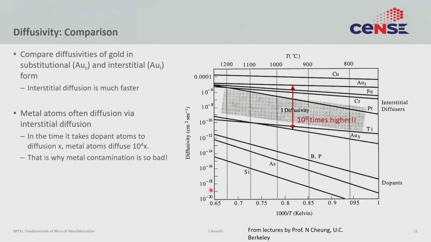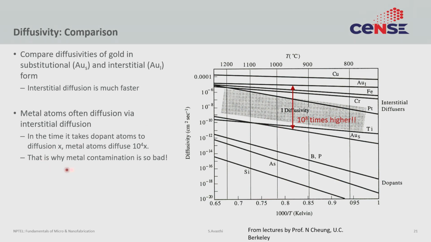Just to further drive home the point, here is a comparison of diffusivity of gold. Gold is an interesting impurity in silicon because it can do both substitutional as well as interstitial diffusion. So, it is the same element, but it can do both mechanisms, and the two mechanisms have very different diffusivities. The diffusivity of the interstitial gold is 10 power 8, 8 orders of magnitude higher than the diffusion of gold in the substitutional mechanism.